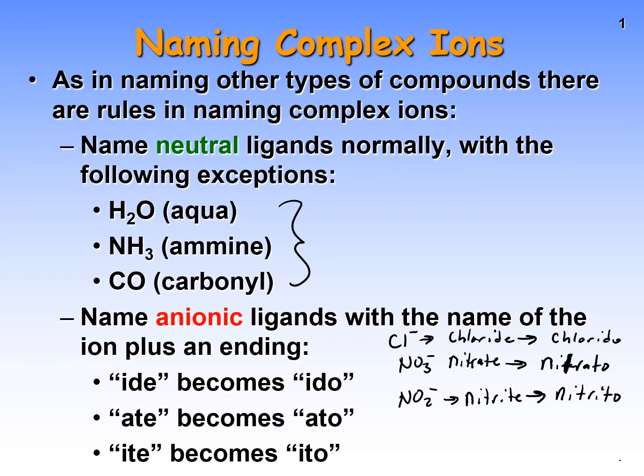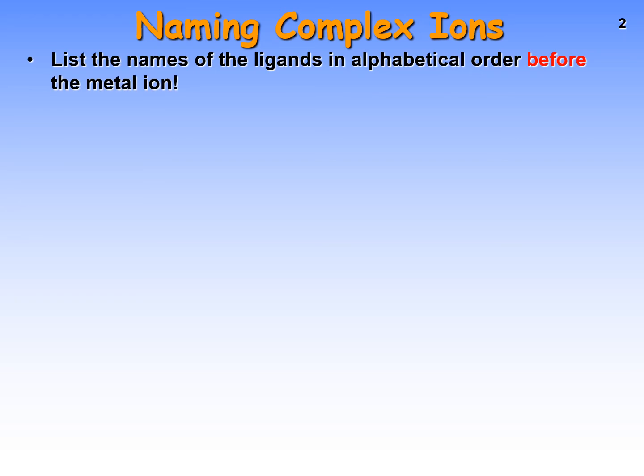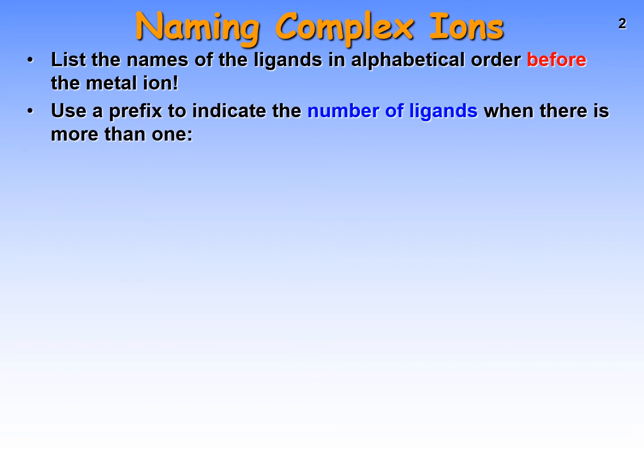All right, so let's move on to the next bit. The way we name complex ions is we start with the ligands, always the ligands, not the metal center, even though the metal center is written first in the formula. We write out the ligand names first in alphabetical order before we name the metal ion in the complex ion. We use prefixes to indicate the number of ligands when there is more than one, and we use our normal molecular compound prefixes, di, tri, tetra, penta, hexa, and these are the only ones we use. If there's only one ligand, then we just don't use a prefix.